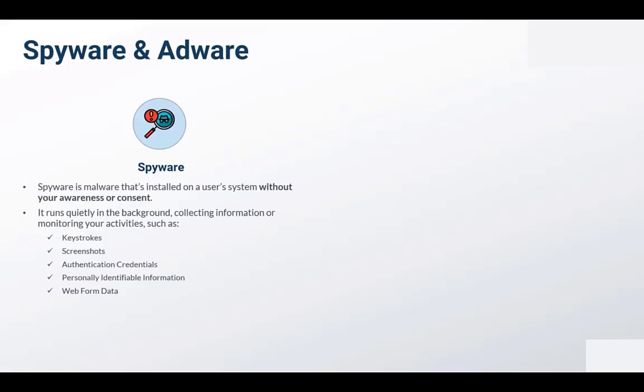After that we have spyware and adware. Spyware is malware that is installed on a user's system without the user's awareness or consent. So when you download any software, you can also download malicious code along with it, which is called spyware. The user doesn't know what type of software they have downloaded. They download it automatically without the user's knowledge.